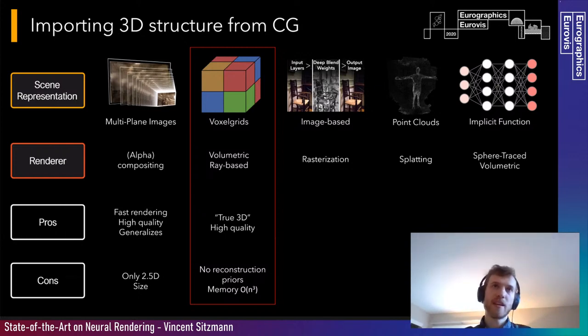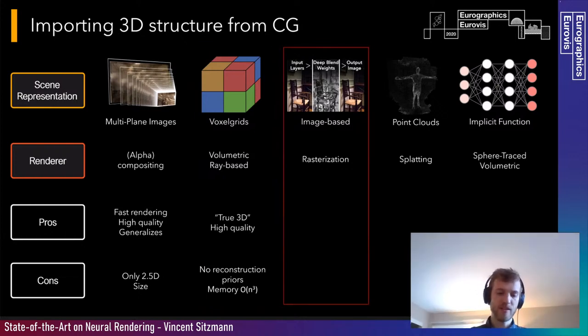However, it turns out that it's rather hard to define reconstruction priors on these voxel grid representations, which means in practice that you always need quite a few observations to make these voxel grids work. And the memory scales cubically with the spatial resolution we want to achieve. So for high spatial resolutions, people require a lot of memory.